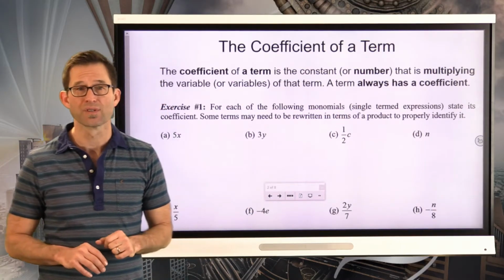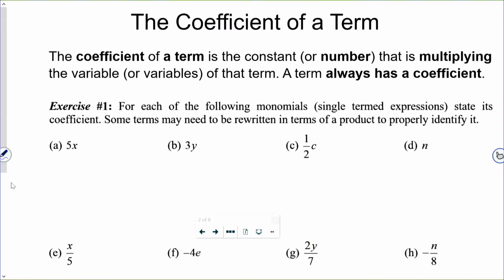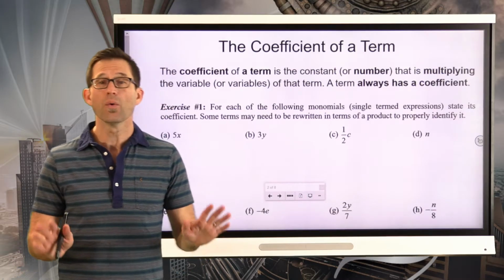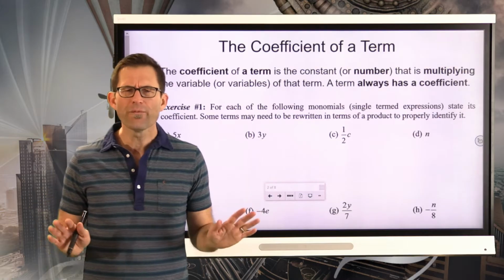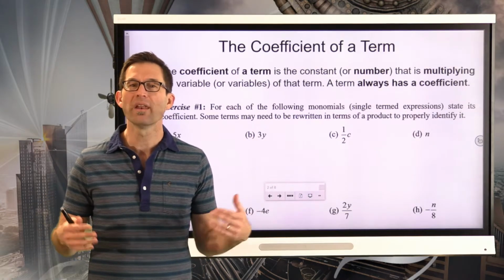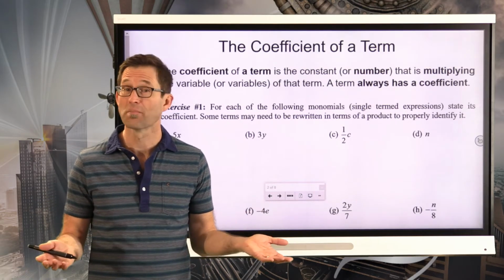So let's take a look at exercise number 1. For each of the following monomials, single-termed expressions, state its coefficient. Some terms may need to be written in terms of a product to properly identify it. All right, so again, a coefficient kind of tells you how many of those variables there simply are.